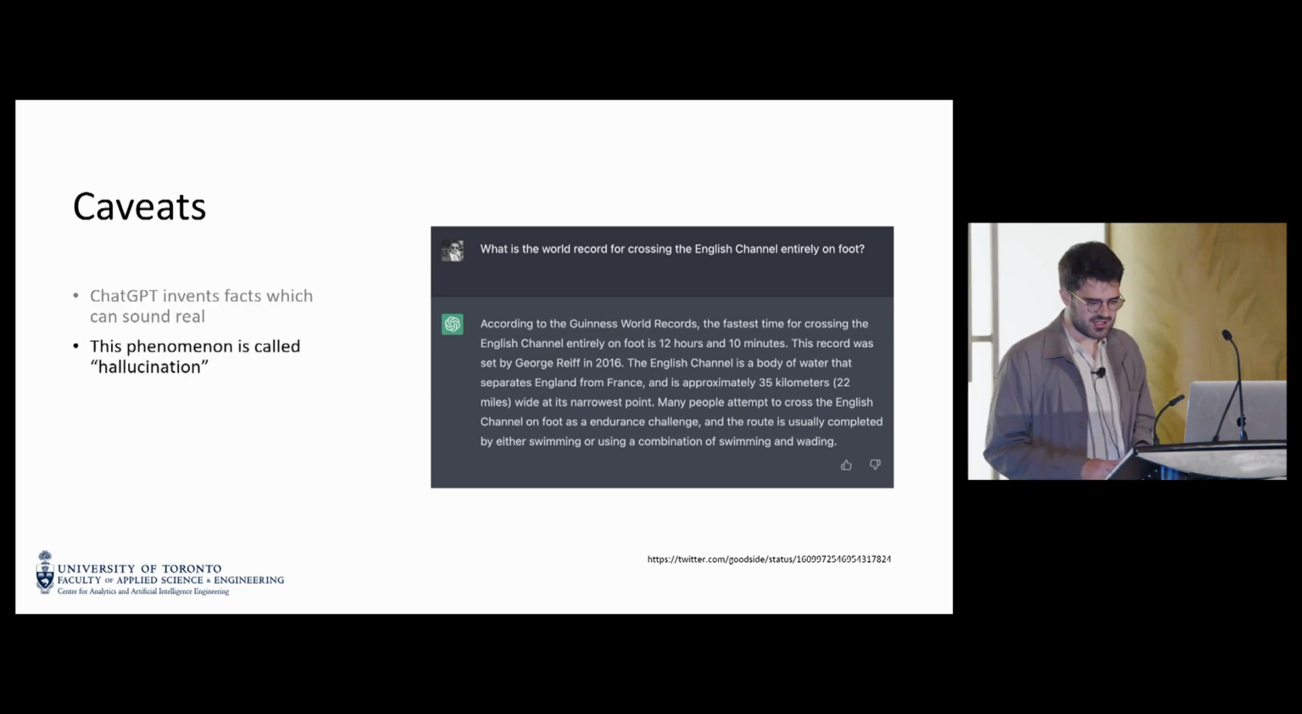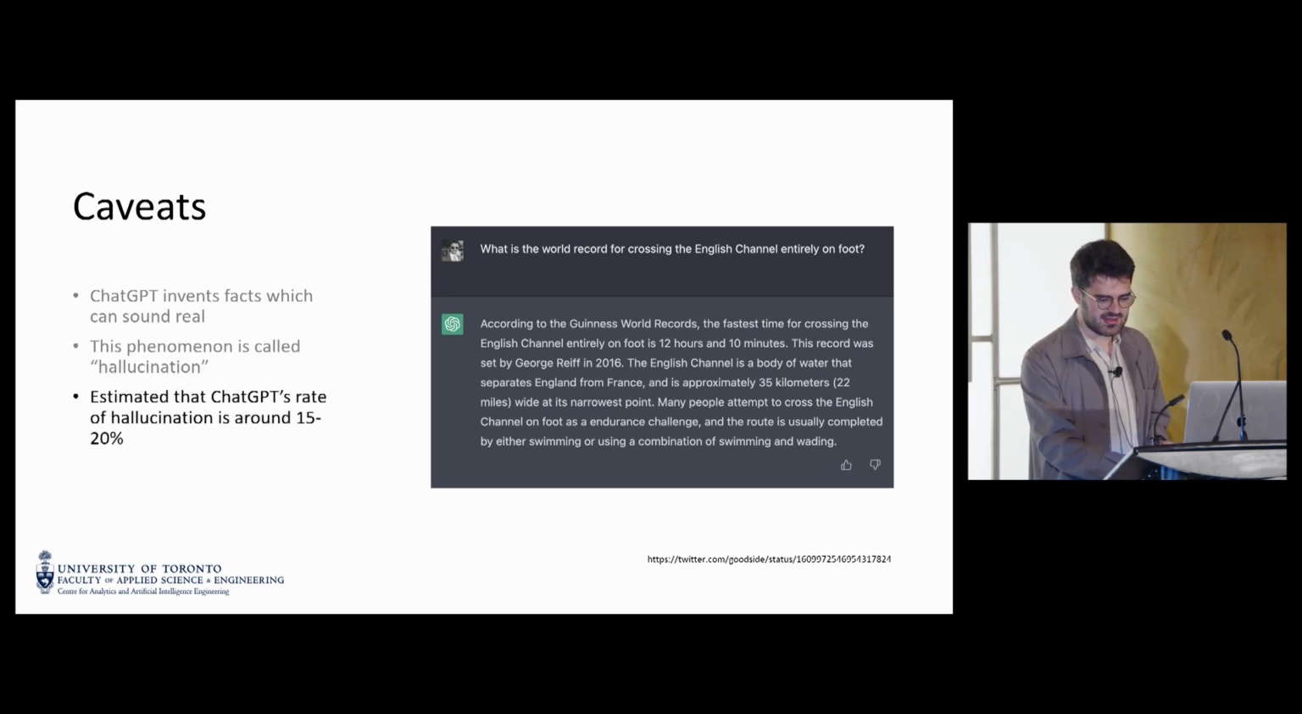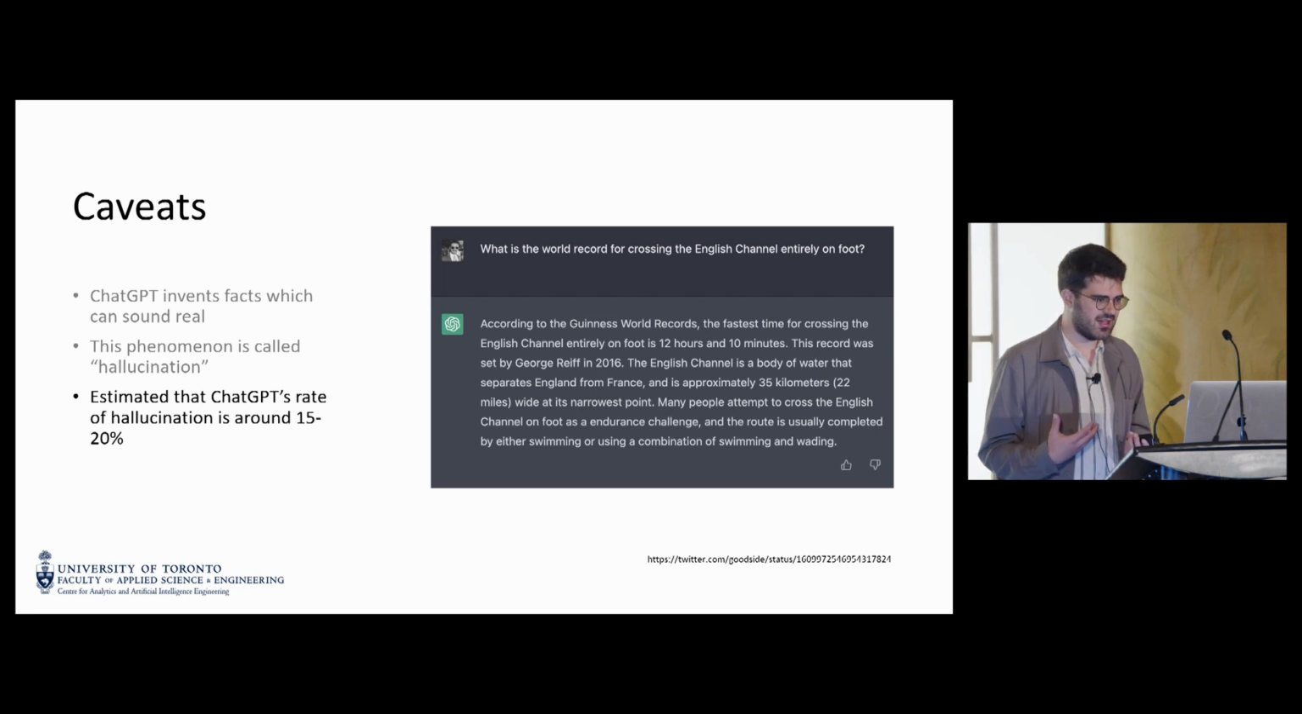This phenomenon is referred to as hallucination, and at least when ChatGPT came out, it was estimated that ChatGPT was making up convincing facts around 15 or 20% of the time.